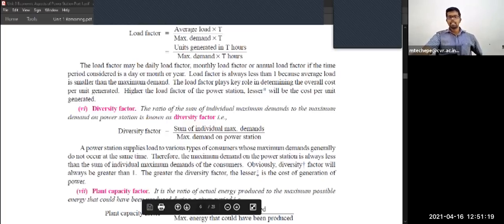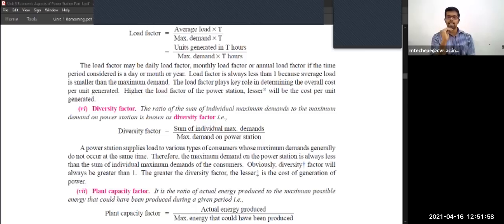So in this, the sum of individual maximum demands will be higher than the maximum demand on the power station. So generally, the diversity factor is greater than 1. The greater the diversity factor, the lesser the cost of generation of power. If the diversity factor decreases to less than 1, then the cost of generation, that is the tariff, will go up a lot. So the diversity factor should be greater than 1. You have to keep that in mind.